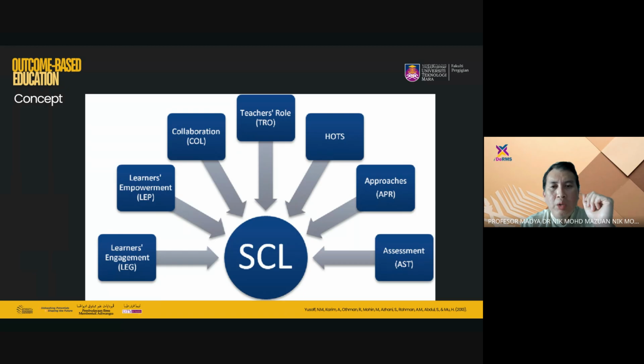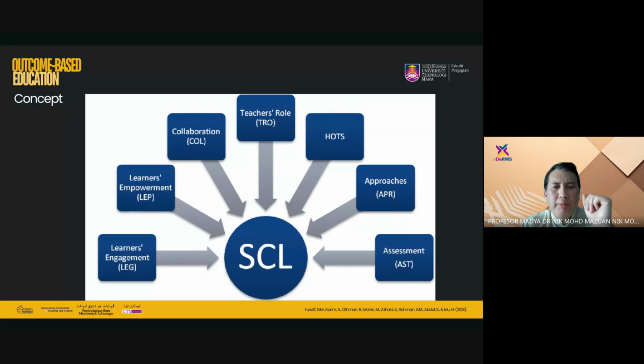So we probably have to take a little bit of a proactive role in terms of approaching them or engaging with them to do better. Okay, and then learners' empowerment, LEP. LEP literally means that they should know what they want to do. For example, if they want to learn something, they go to the library.